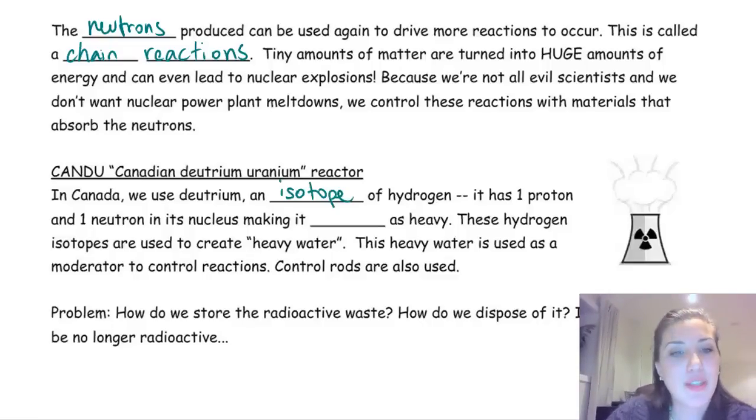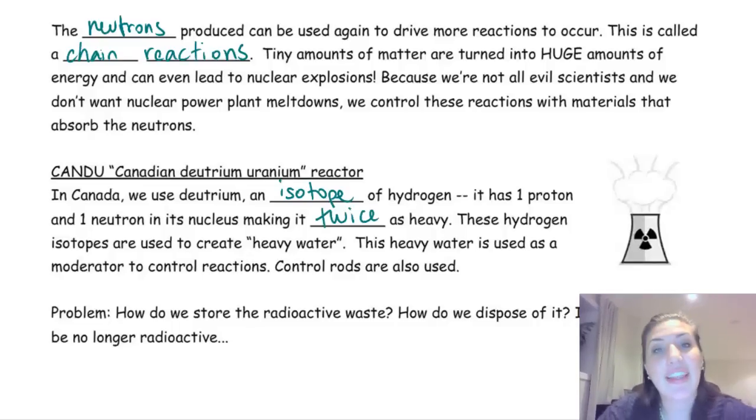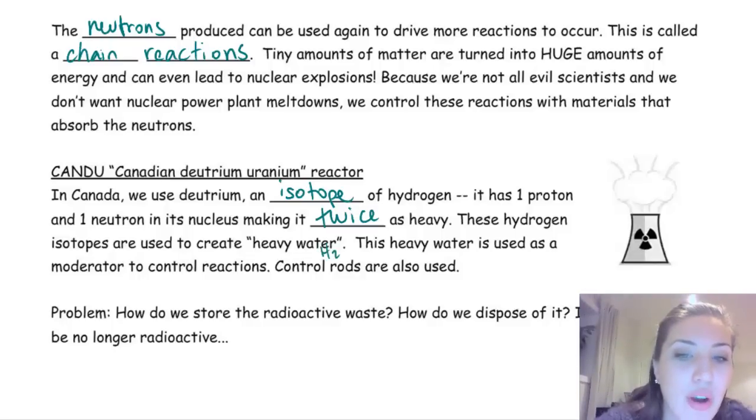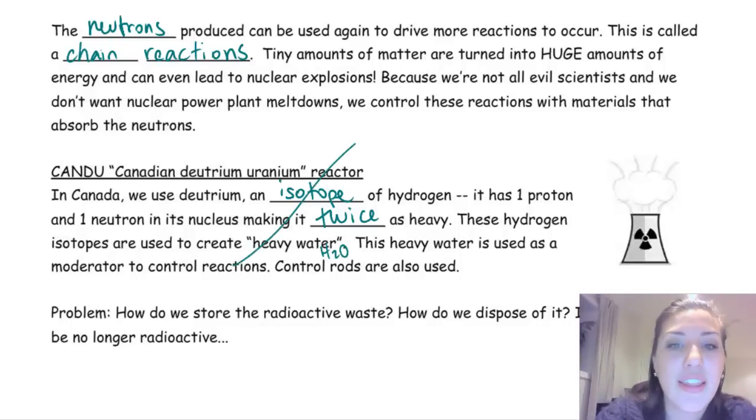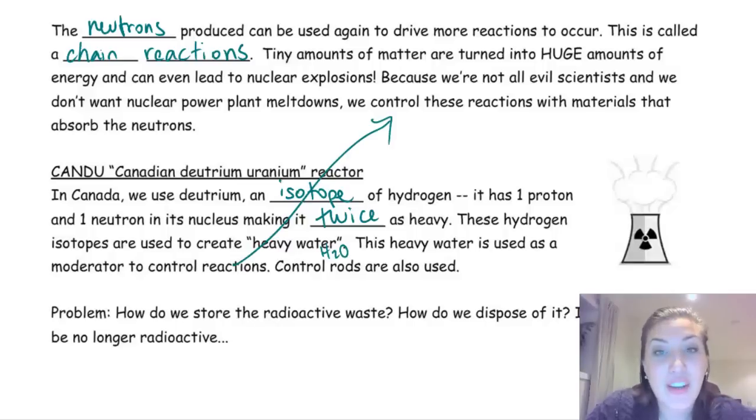And why are we talking about this? Well, it has 1 proton and 1 neutron, making it twice as heavy. And this hydrogen can then be used. Remember that water is made up of H2O. So this hydrogen is used to make this heavy water. And this heavy water is used to control these reactions that are being created with all these extra neutrons. So this heavy water can help moderate things. Also, there are things called control rods that can also be used.